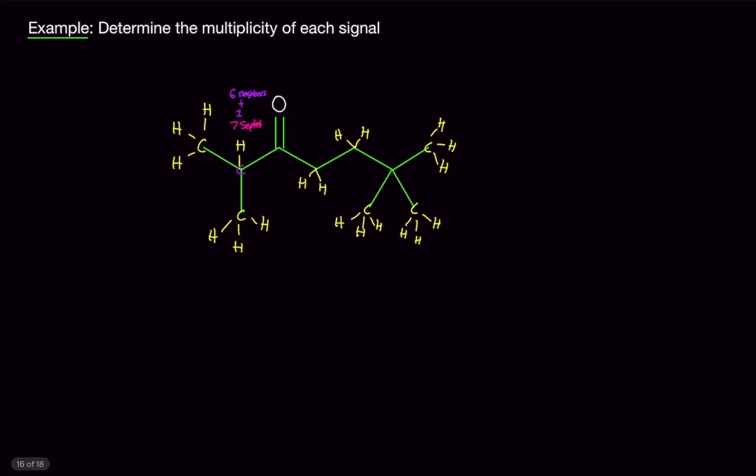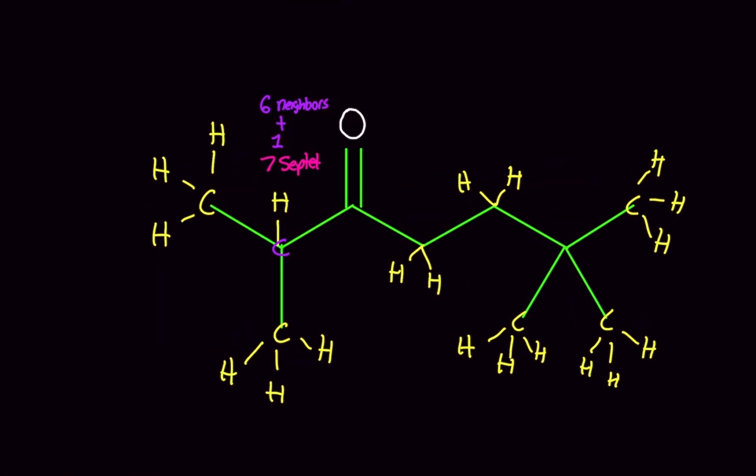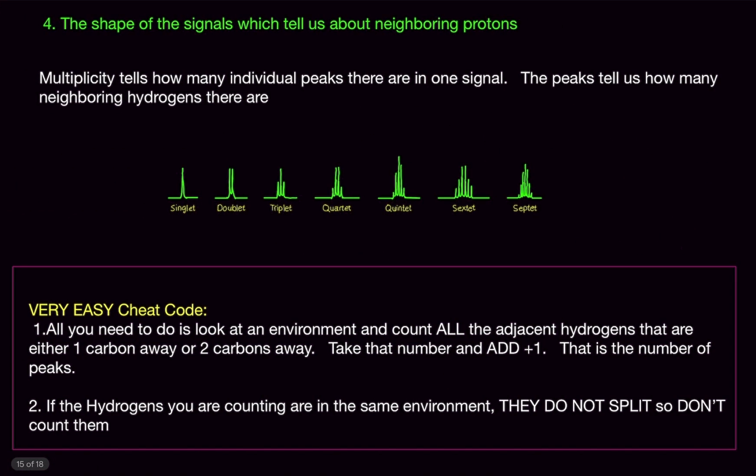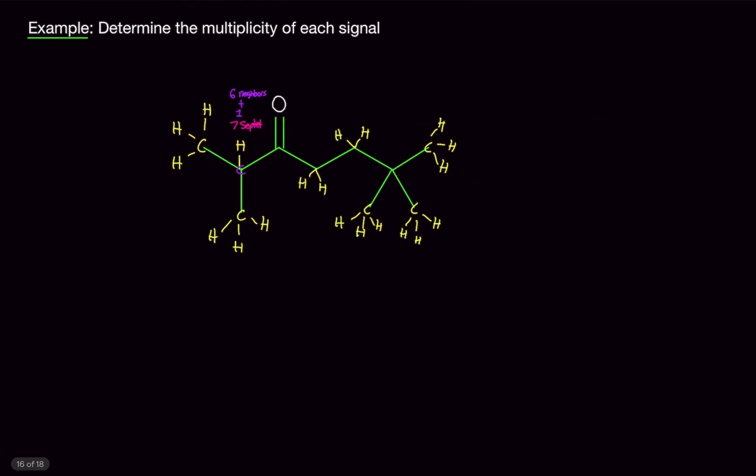Right? So we take the number of neighbors and add 1 to it to get 7. And this is called a septet, right? Because septet is 7. Okay? What about this one? What do we do here?